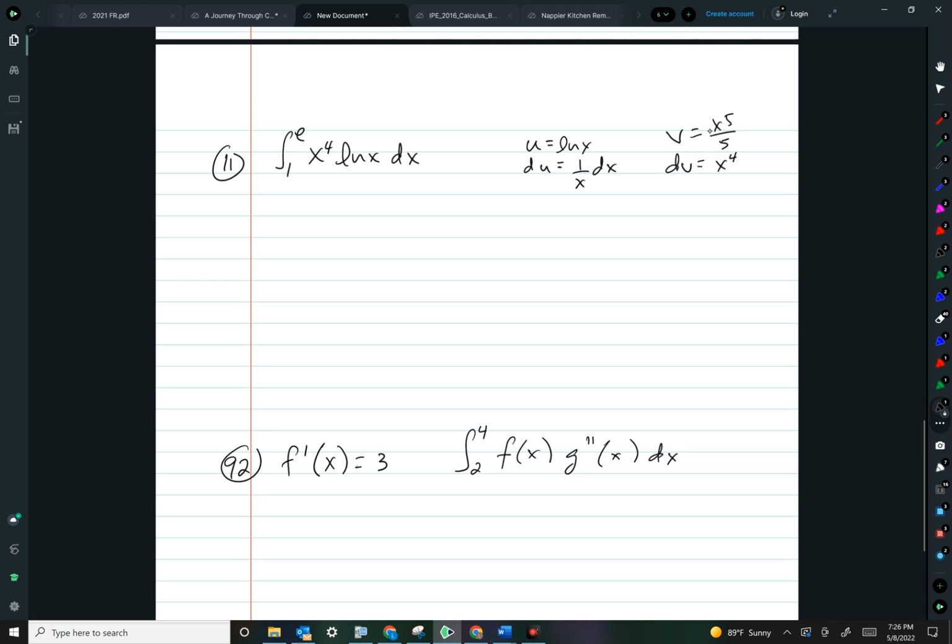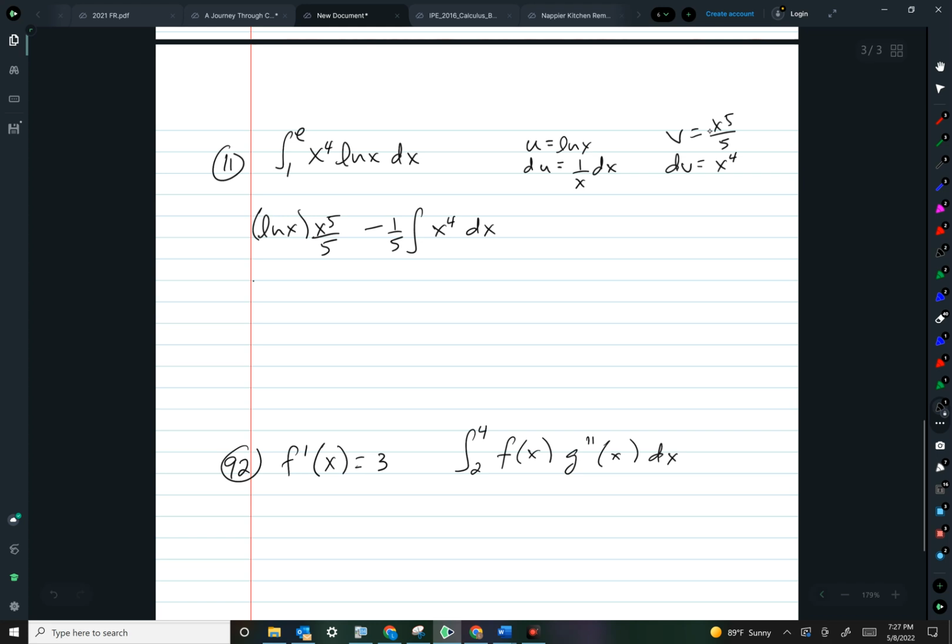So remember the formula for integration by parts is uv, so natural log of x times x to the fifth over 5, so uv minus the integral of v du. And I think the 1 over 5, I'll go ahead and put that out in front. And then I have x to the fifth over x is x to the fourth. And so I'll just finish my integration.